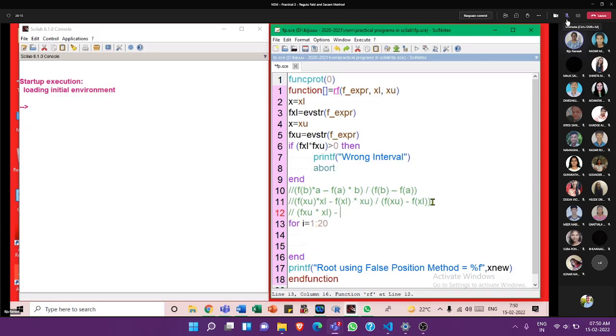Then we have fxl into xu. So the numerator is done. The denominator is fxu minus fxl. Okay, so this will be our formula. The final formula will be this.